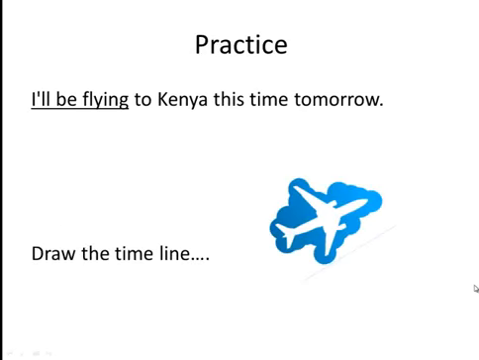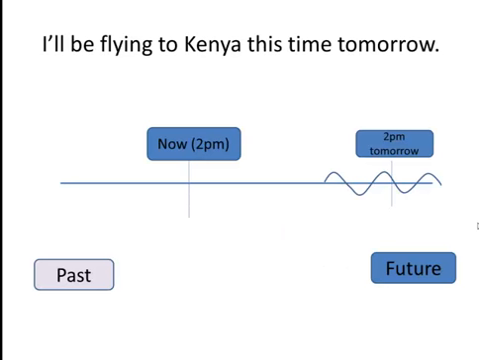So let's have a little practice. Let's take this first one then. So here's our future continuous form, the first one we looked at. I'll be flying to Kenya this time tomorrow. So I'd like you just to stop for a minute and see if you can draw the timeline for this. Okay, here it is. Here's now, and it's 2 p.m. now. I don't know what time it is with you, but let's assume it's 2 p.m. Here's the past and the future.